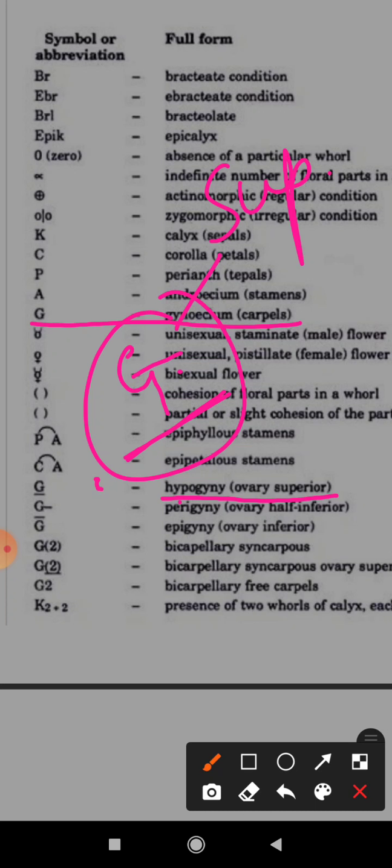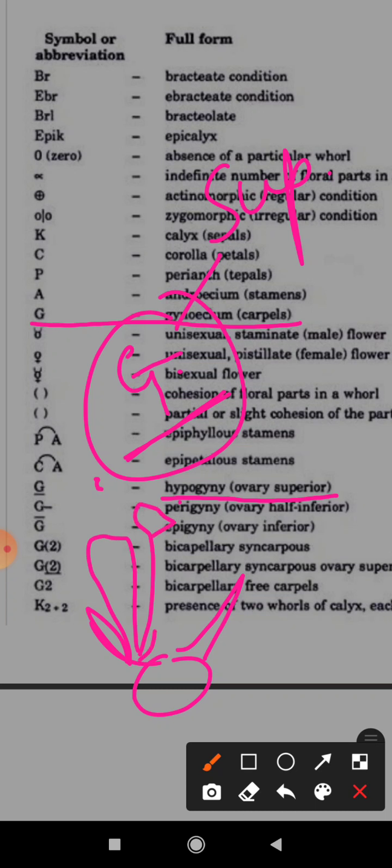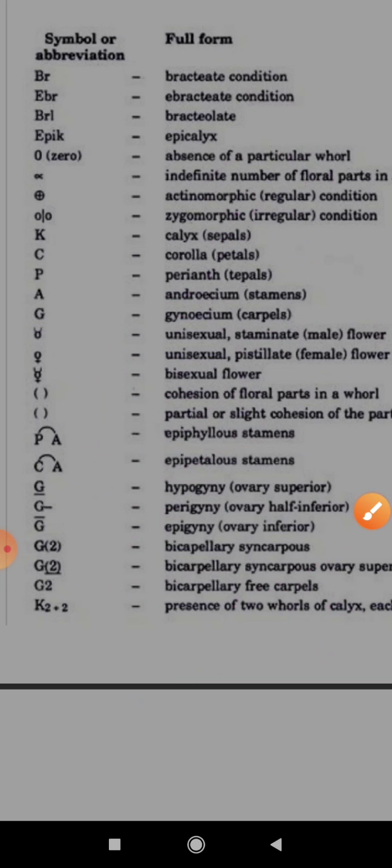Now if it is an inferior ovary, that means all the floral whorls are arising from above the ovary, right? So these are the petals, then the stamens. If all that is arising above the ovary, then this is the epigynous condition where the ovary is inferior. If the ovary is inferior, it is represented by gynoecium G with a bar above. The bar above shows that the ovary is below. So this is an inferior ovary, right?